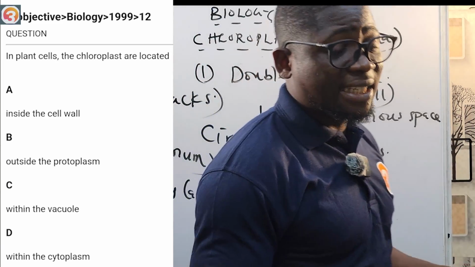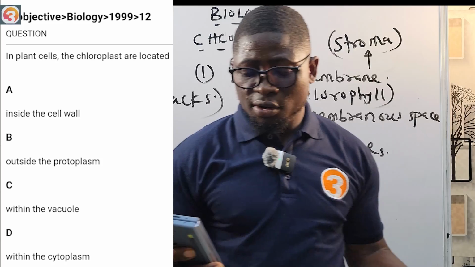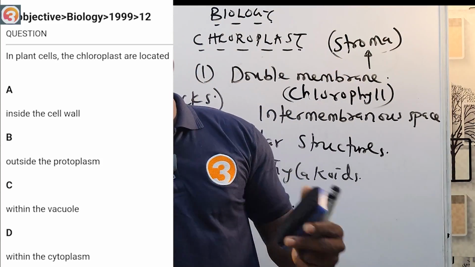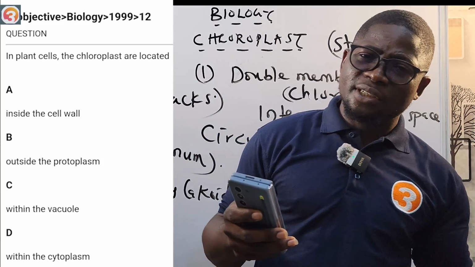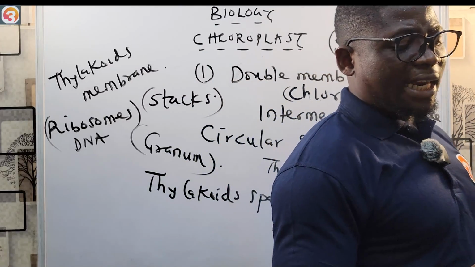A, they say inside the cell wall, which is wrong. B, they say outside the protoplasm, which is wrong. C, they say within the vacuole, which is wrong. D, they say within the cytoplasm, which is very correct. All right, so now let's go to the next question.